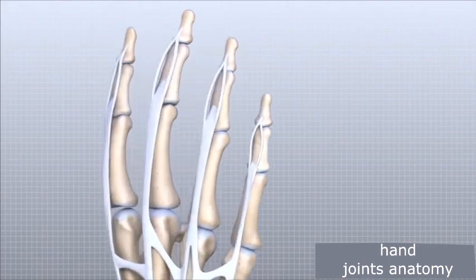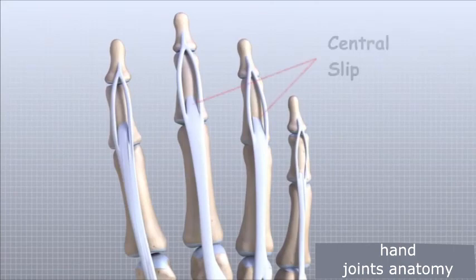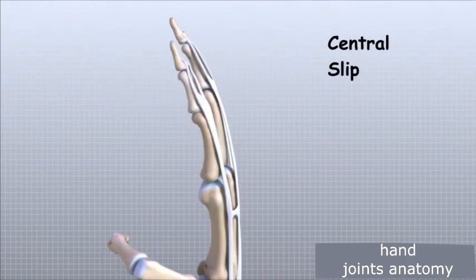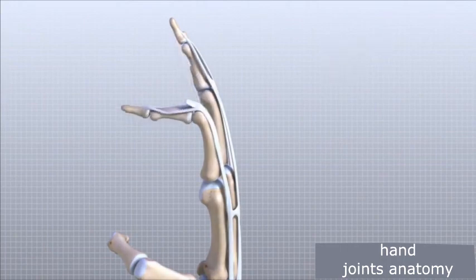The place where the extensor tendon attaches to the middle phalanx is called the central slip. When the extensor muscles contract, they pull on this slip and straighten the fingers. It is problematic when this central slip is torn or injured.